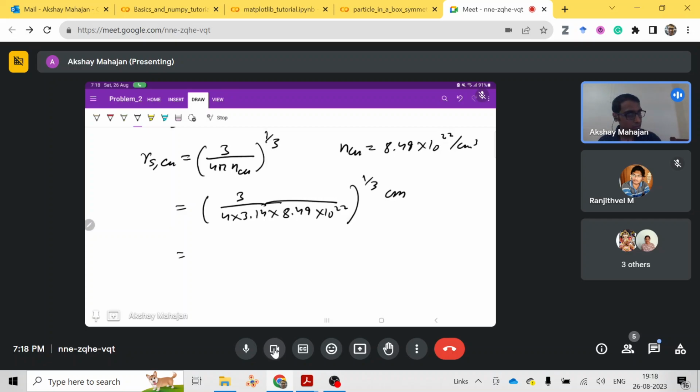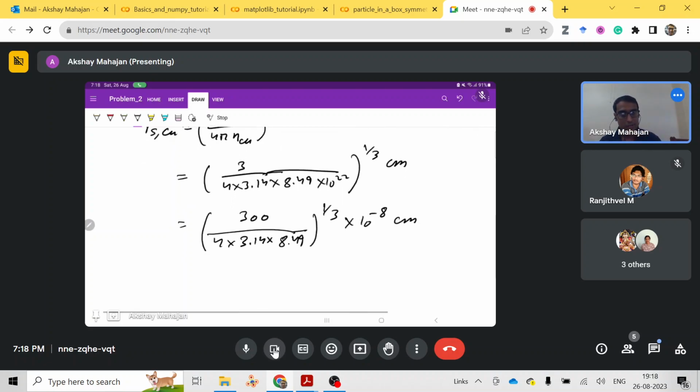22. To get it out of this, we need to multiply it by 100, so it will become 10 to the power 24, which will come out as 1 upon 10 to the power 8, or 10 to the power minus 8. So we have to multiply 100 on the denominator and 100 in the numerator. That is just a mathematics trick. So 403.14 into 8.49, whole to the power 1 by 3 times 10 to the power minus 8 centimeter.